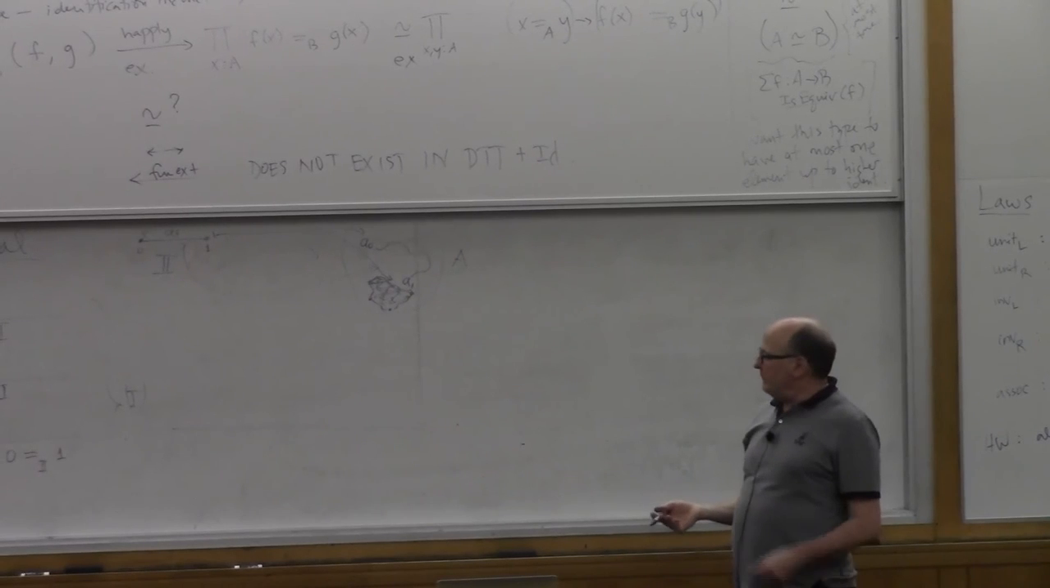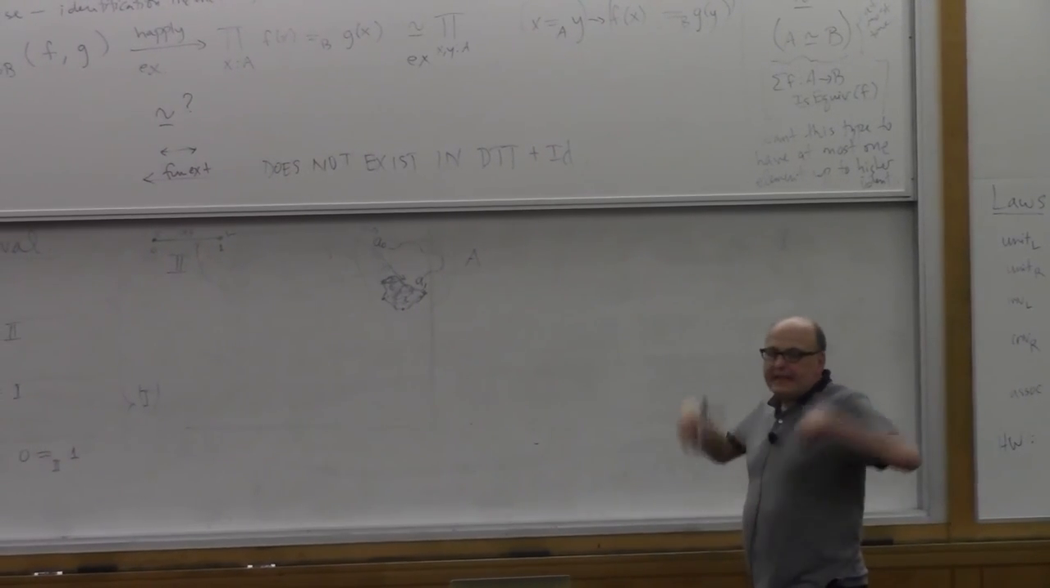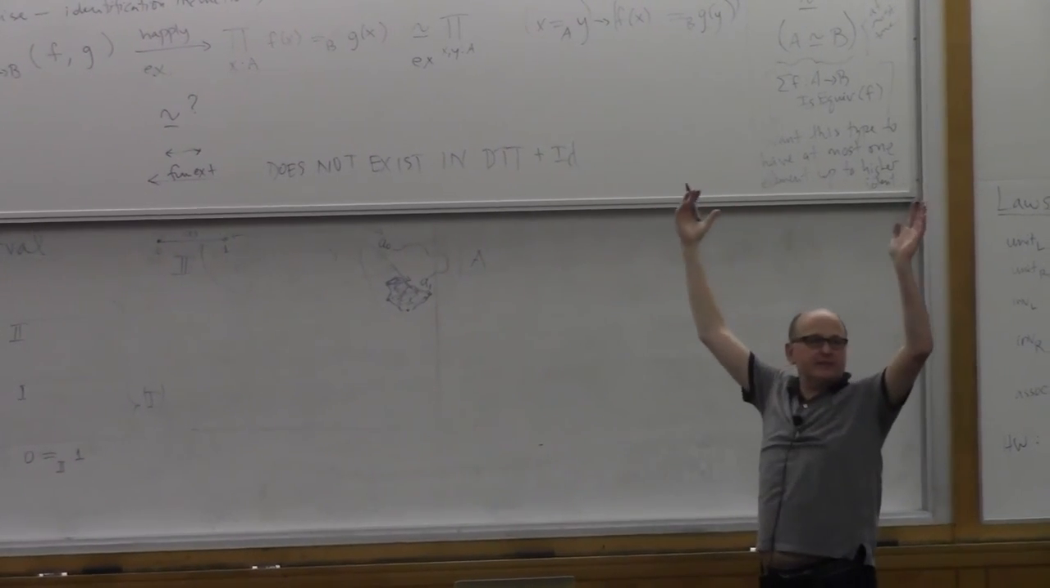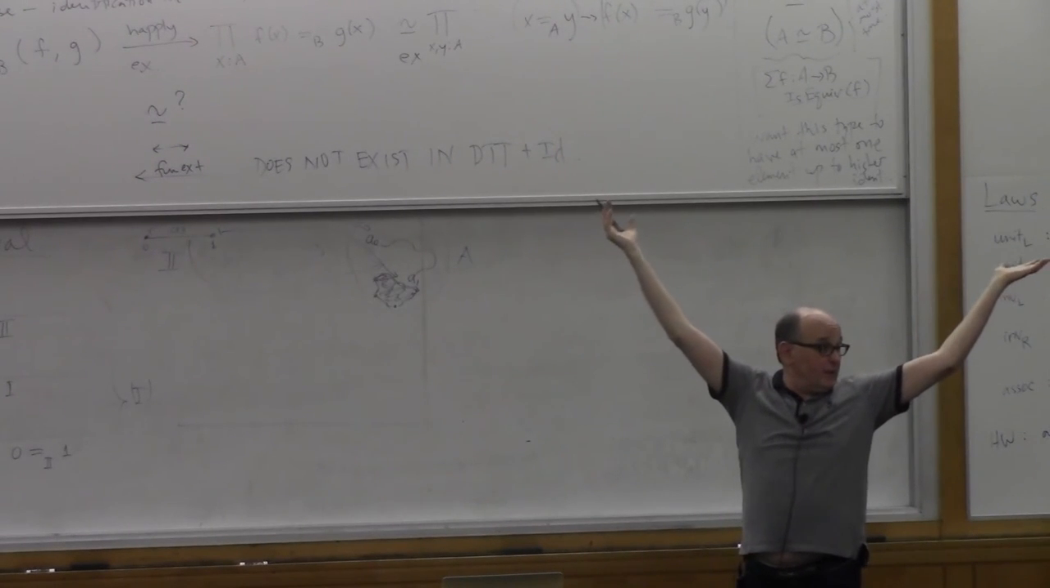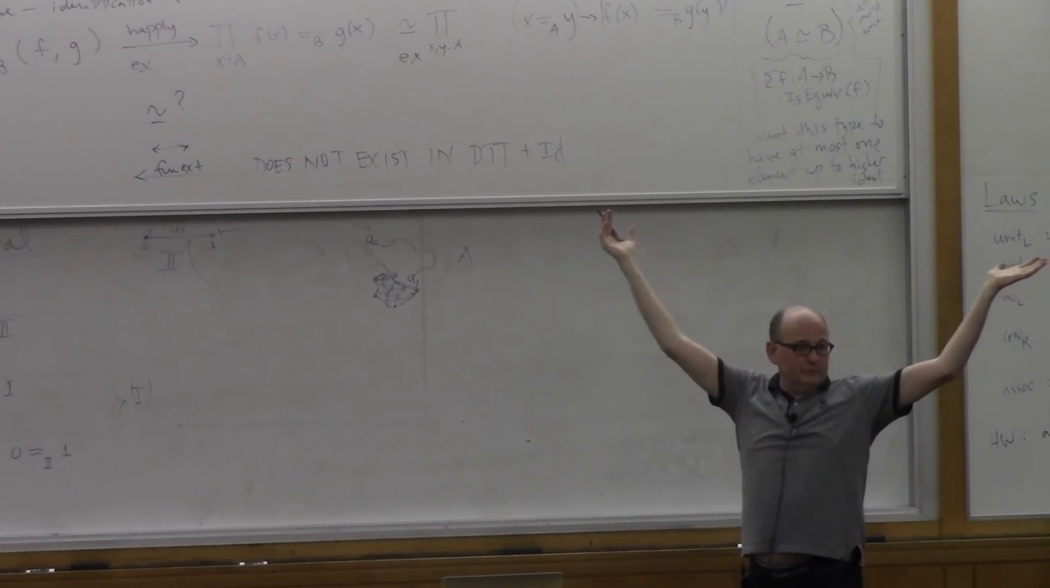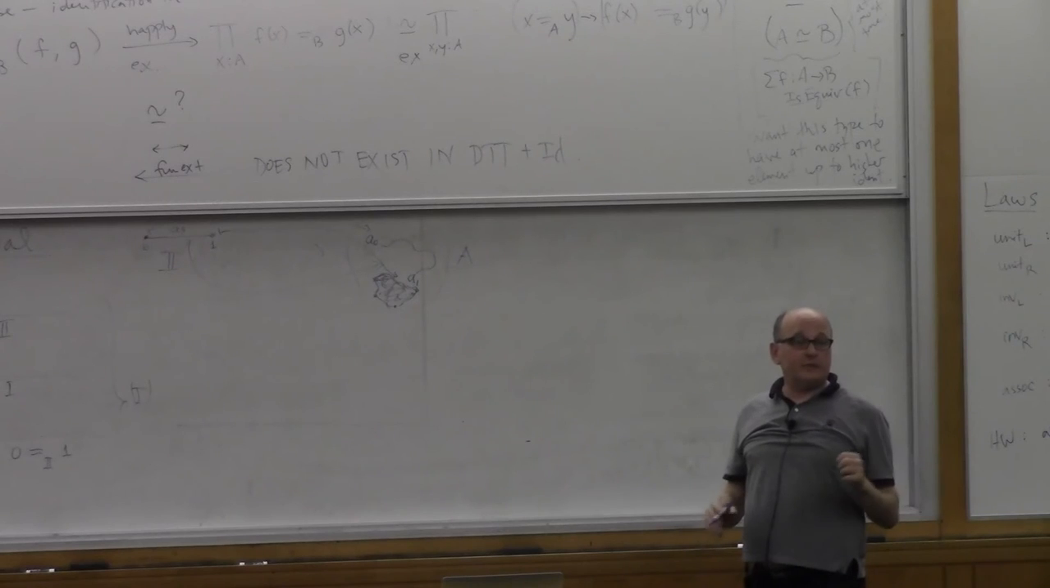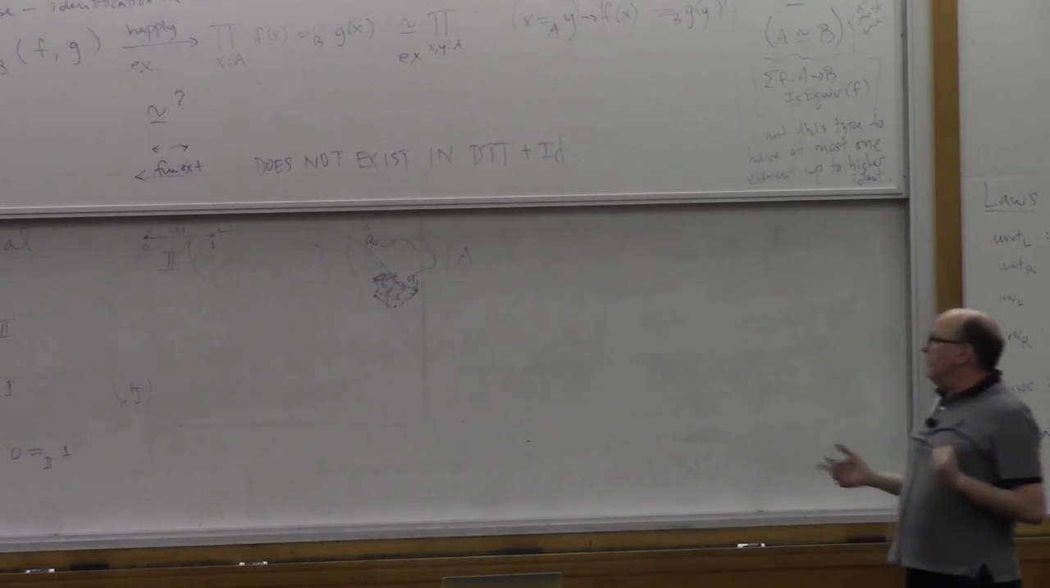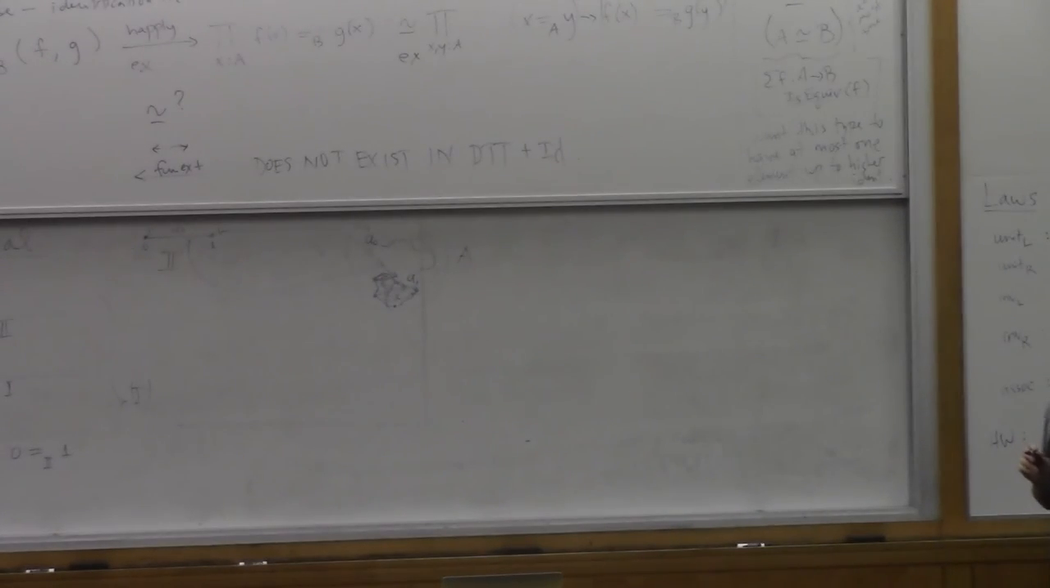So I have the points 0 and 1, I have the segment, and then everything else through all dimensions is whatever is forced to exist according to the rules of type theory. So I will have to be able to talk about seg followed by seg inverse, and so on. Things like that will have to exist.